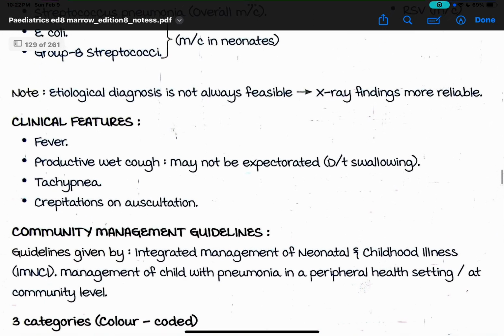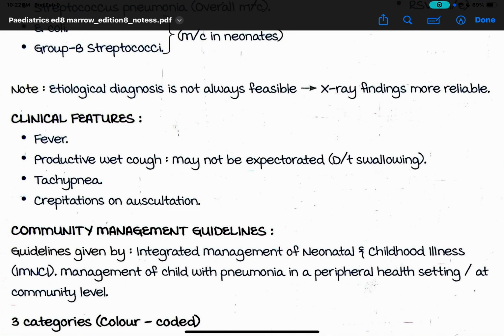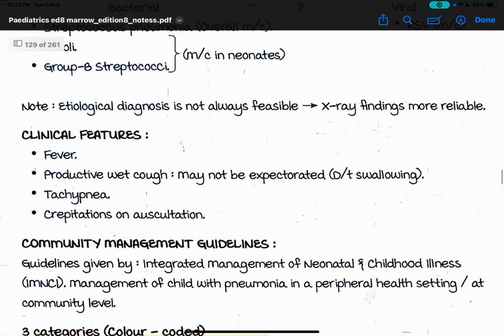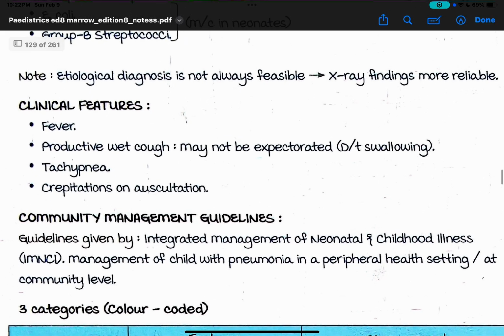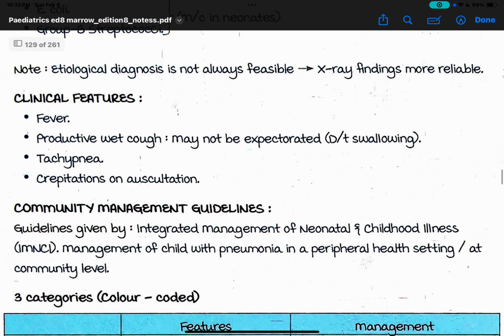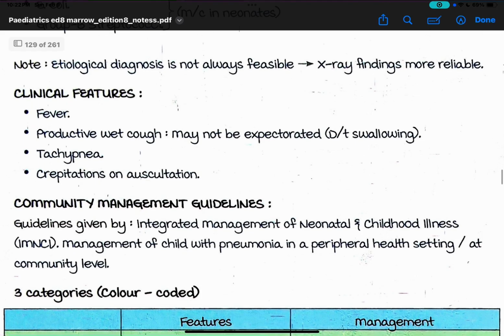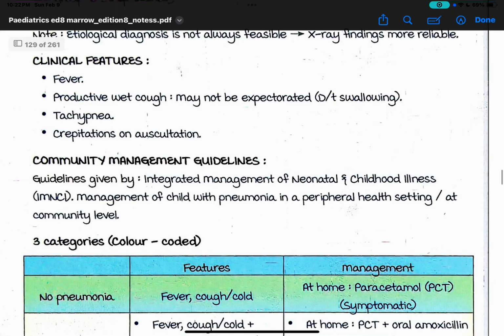Etiological diagnosis is not always feasible. X-ray findings are more reliable. Clinical features: you have fever, productive wet cough, which may not be expectorated due to swallowing, tachypnea, and crepitations on auscultation.